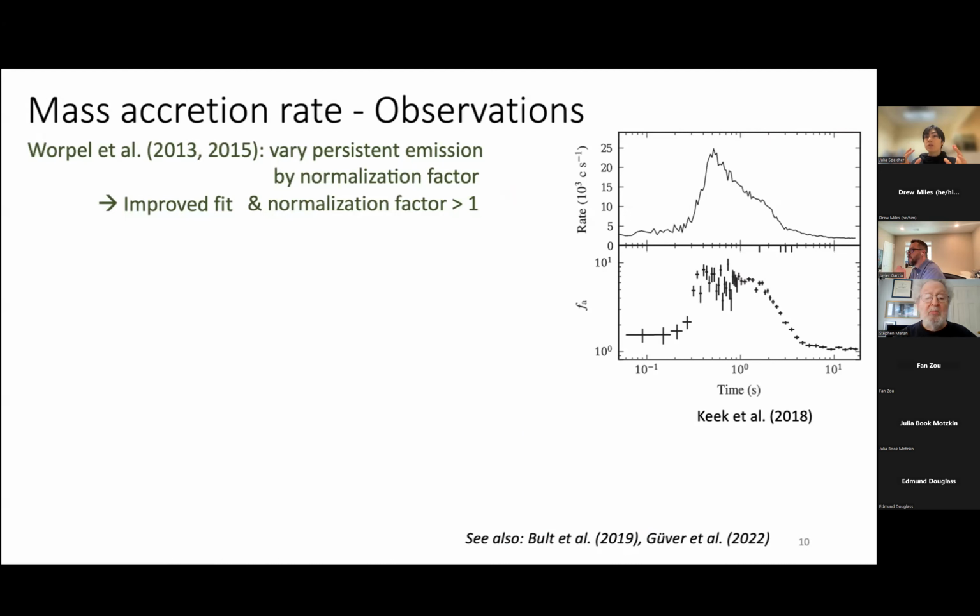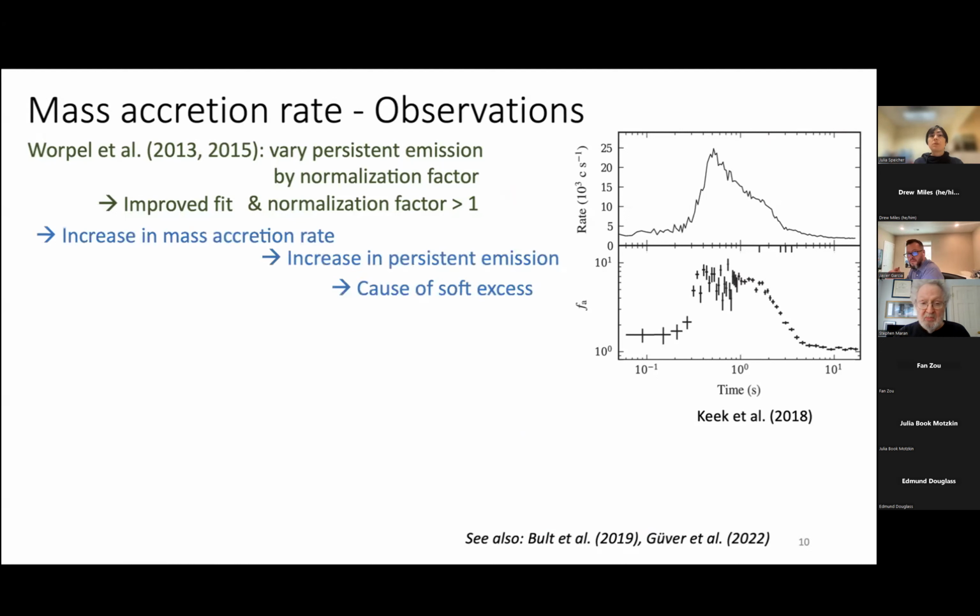The top panel shows the light curve during an X-ray burst, and the bottom panel shows this normalization factor, often called f_a, during that time. And you can see that it increases as the X-ray count rate increases. It has been suggested that this increase in the normalization factor is due to the increase in the mass accretion rate, which increases the persistent emission and is a potential cause of a soft excess.